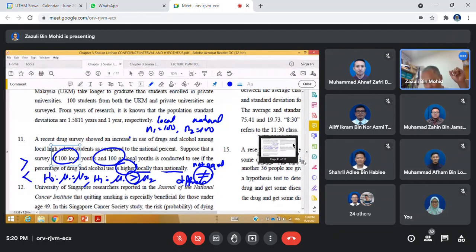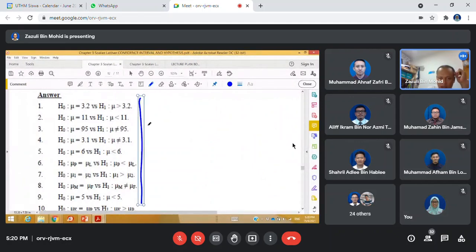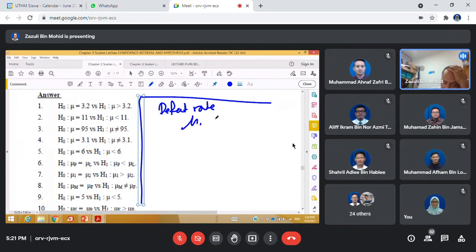And then, katakanlah, contoh, another example I just put another example. We talk about defect. Defect rate. If we want new one, defect rate is 5%. New 2, defect rate is 10% lah. Contoh dia.